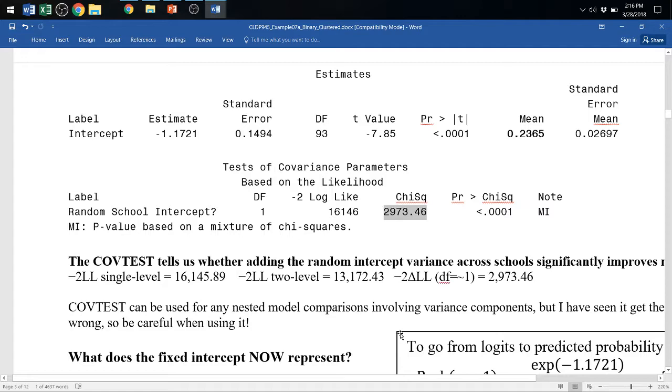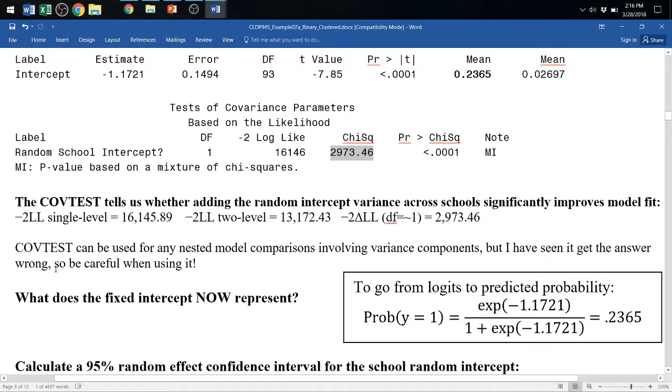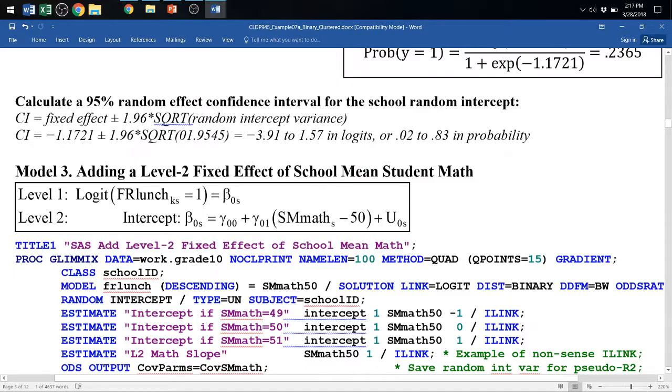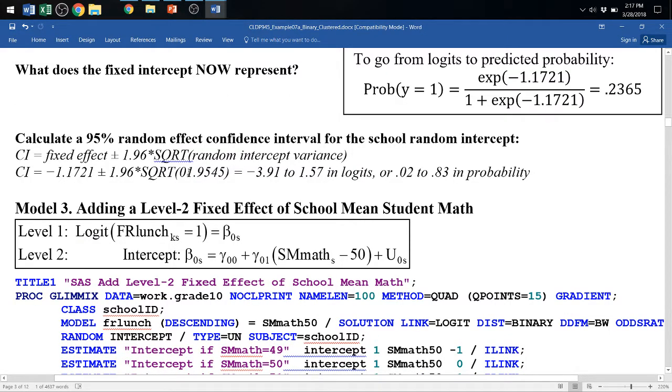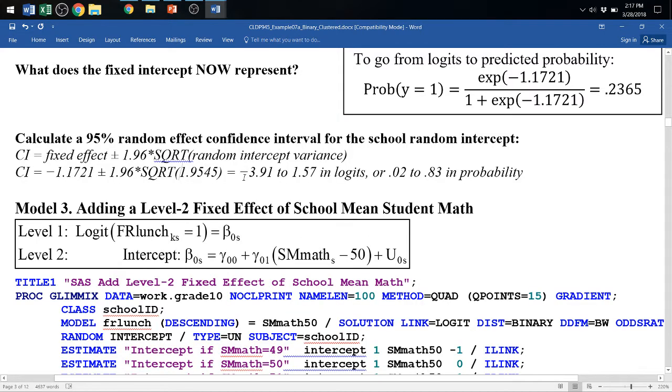So here then is the rest of the story. I can calculate a random effects confidence interval to describe this variance the same as usual. So if I use the fixed effect as the middle, and I use the random variance around it from my random intercept, let's see, it's 1.9545. In logits, it's this, and in probability, it's this. Now, those numbers look awfully familiar because that's pretty much what the raw data said. Somewhere between 0 and 0.8 was the raw data in terms of your proportion of students who got free lunch, and that's what my interval's predicting. So it's right on top of the data, which is always comforting.